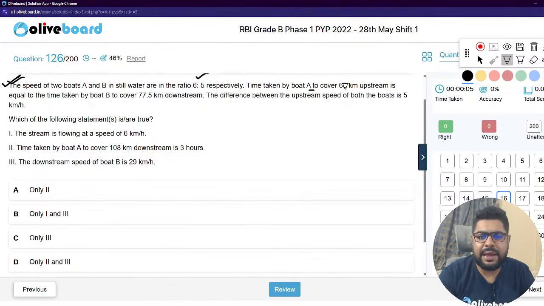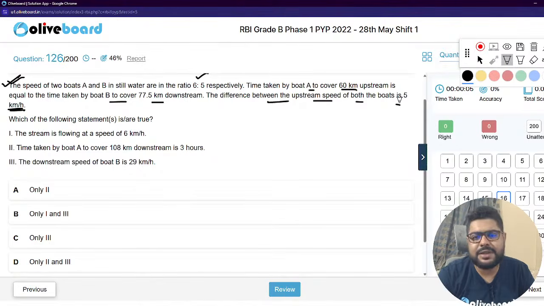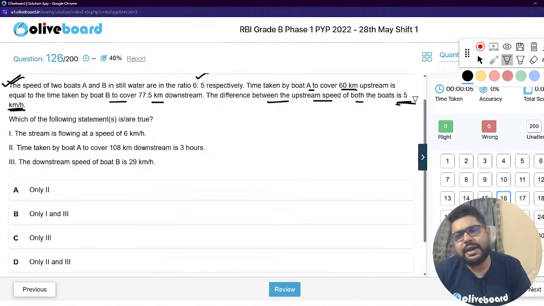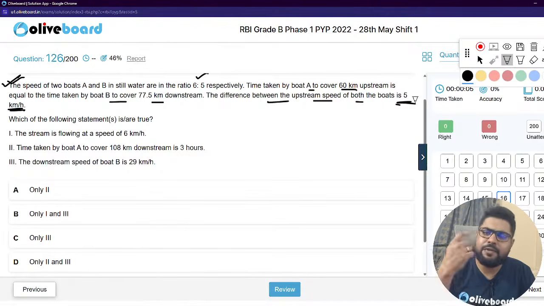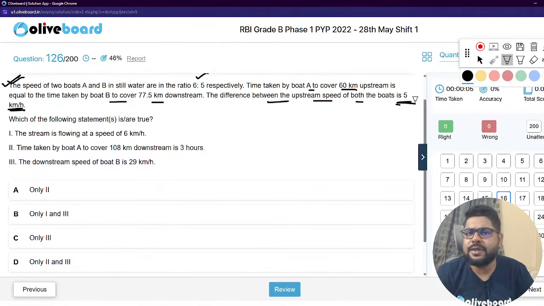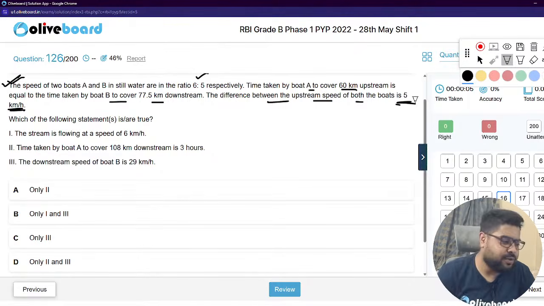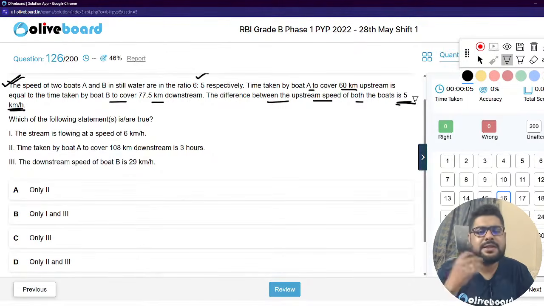The time taken by A to go 60 kilometers upstream, this much downstream, the difference of the upstream speeds of the boats, the difference of the downstream speeds, it is nothing but the difference of the speeds of the boats in still water. Why? Because if you take upstream, from both the boats you will subtract the speed of the stream, so it will automatically cancel. In boat and stream I've told you in my classes, in relative speed the stream doesn't matter. Plus or minus, it is the same, it cancels, sir, right?